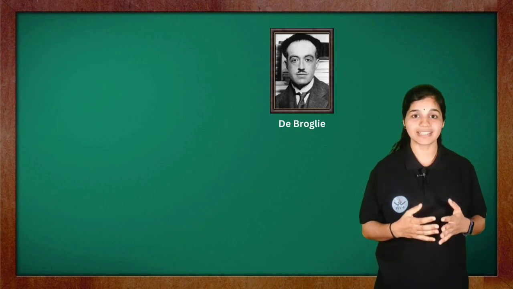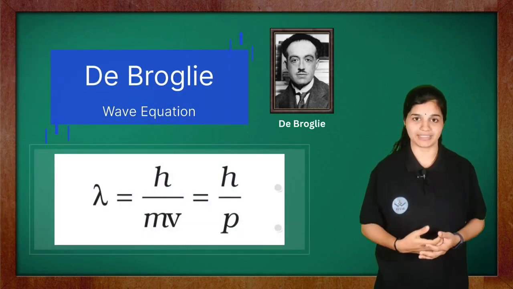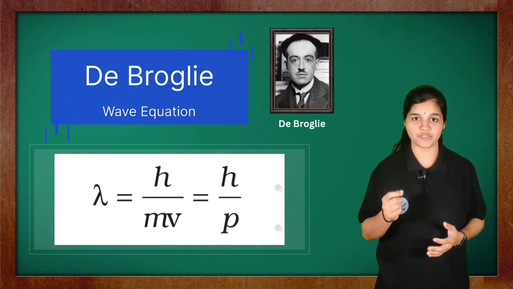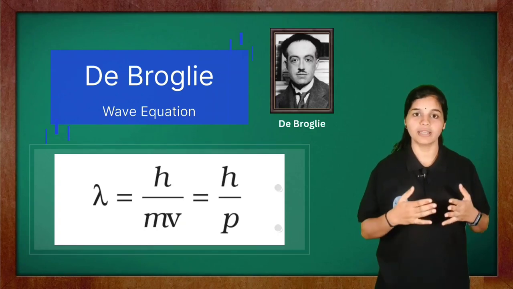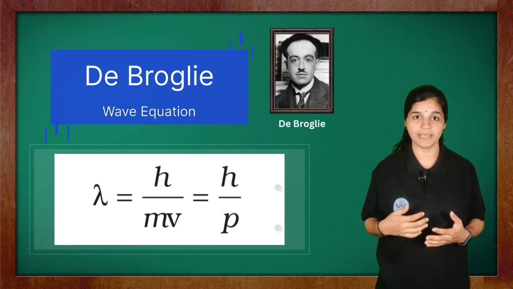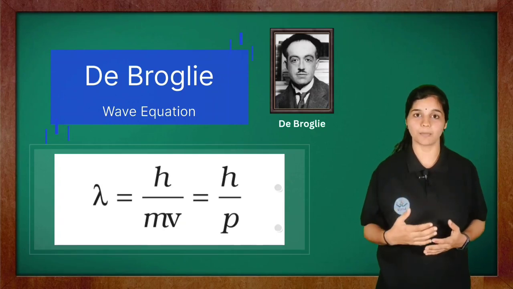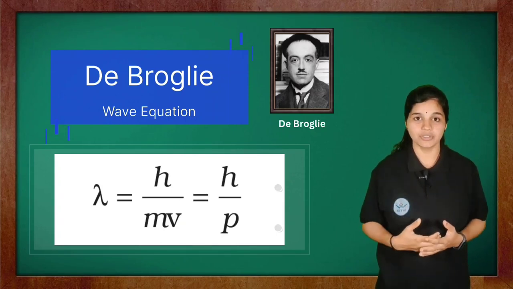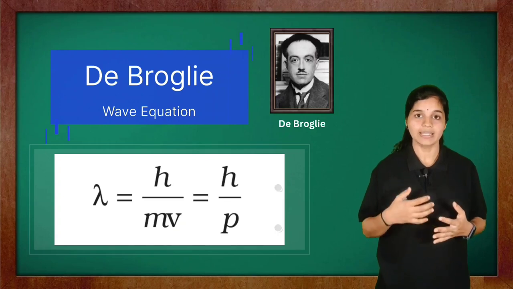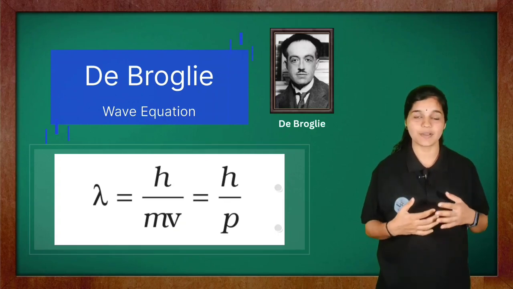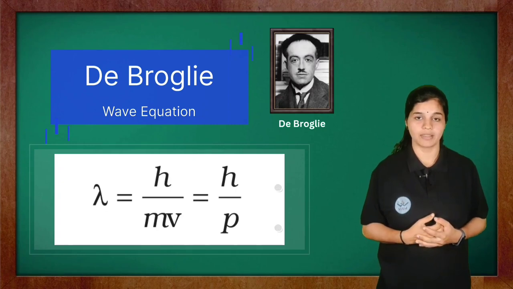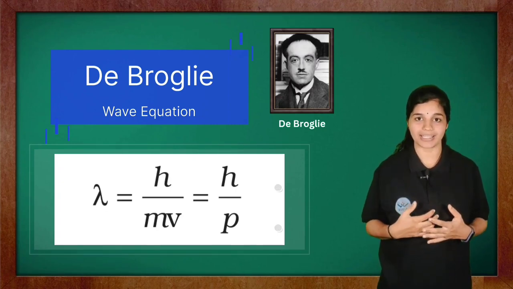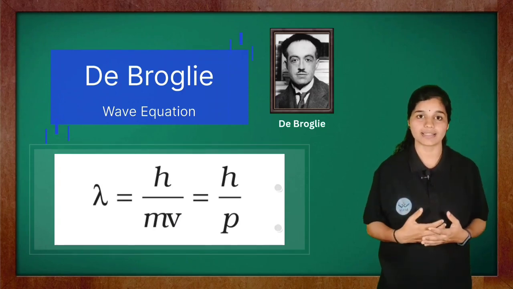According to De Broglie, wavelength is inversely proportional to the momentum of the particle, and he gave the relation lambda is equal to h by mv. This m into v is nothing but the momentum of the particle, and therefore wavelength lambda is equal to h divided by p, where h is Planck's constant and p is the momentum of the particle. From this relation, we can tell that as the wave nature decreases, the particle nature increases, and the wave nature of macroscopic particles is very negligible compared to that of microscopic particles. The expression lambda equal to h by mv, which is equal to h by p, is known as the de Broglie wave equation.